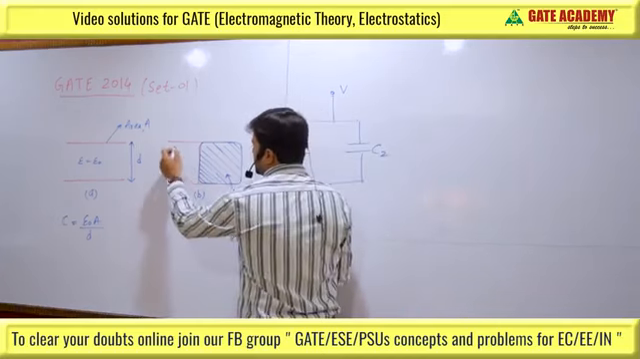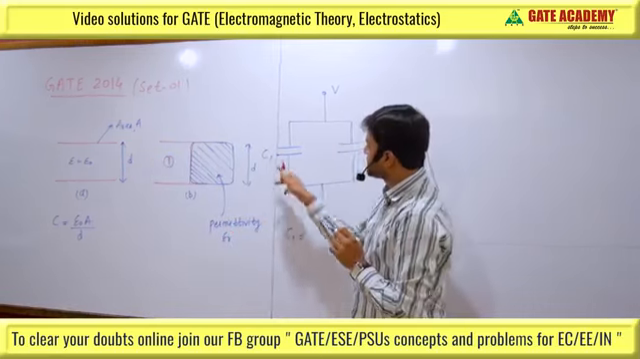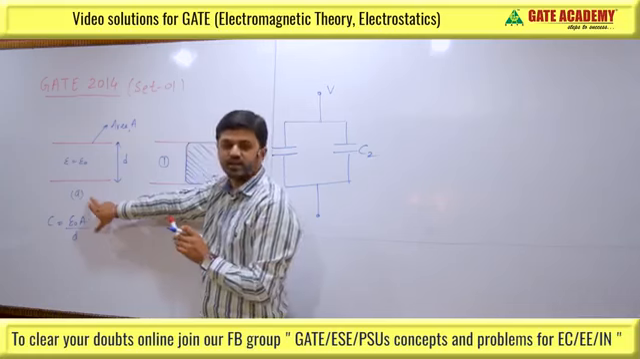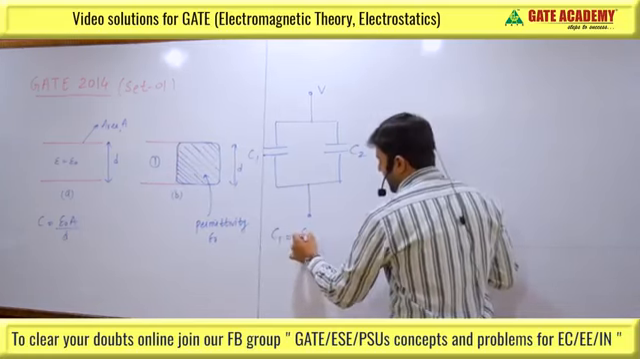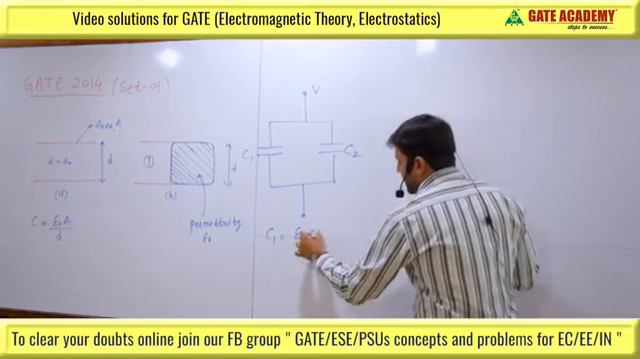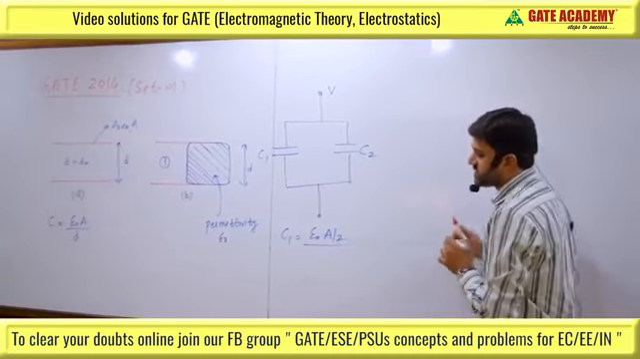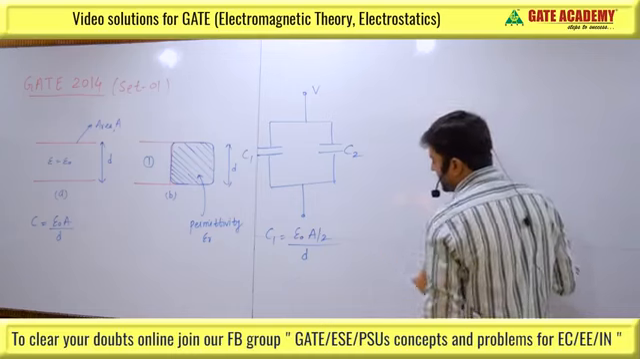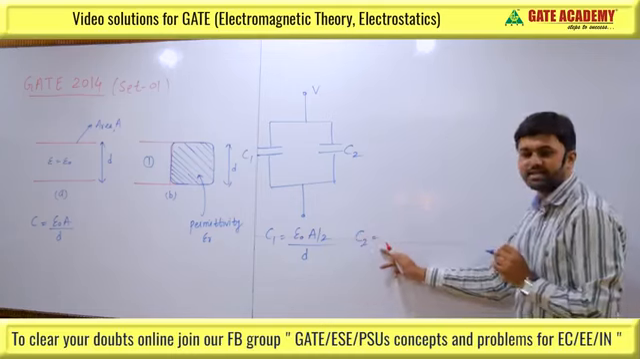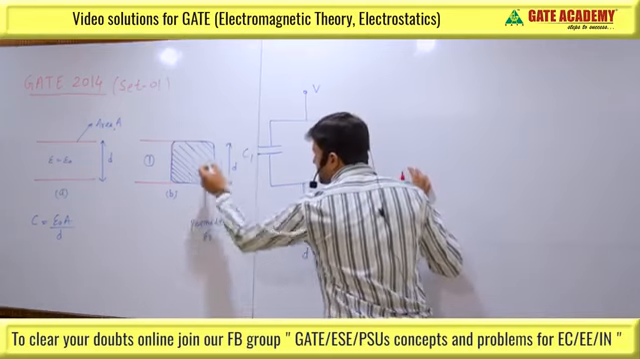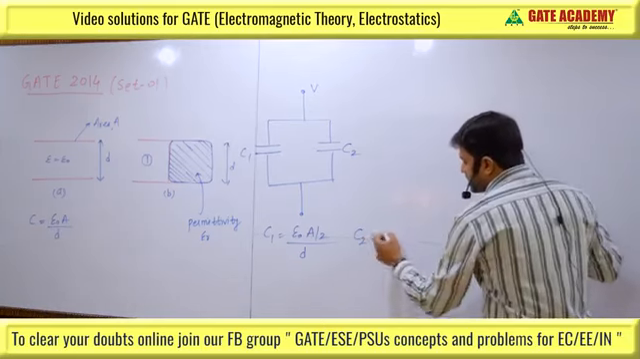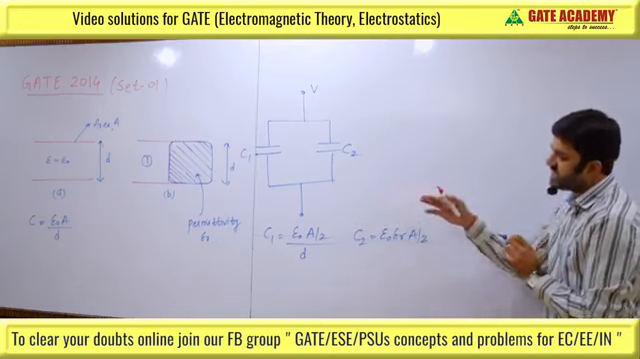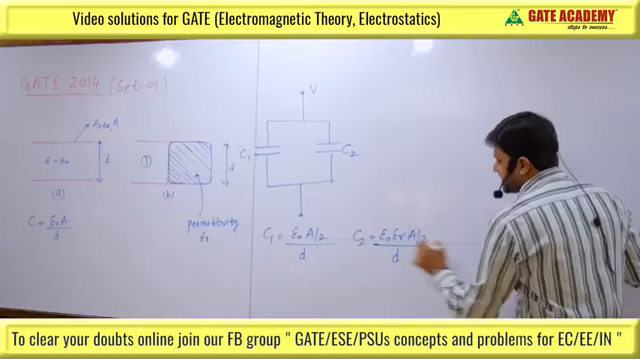So for this first region, the capacitance is C1 and the area that comes into effect is half of the area considered in figure A. So C1 will be epsilon naught, because the medium is air, times the area A by 2, and the distance is the same, so this is epsilon naught A by 2 into D divided by D. Similarly, we can calculate the second capacitance, but here the medium has permittivity epsilon R. So this is epsilon naught epsilon R, and the area that comes into effect is again half of the area considered in figure A, divided by the same distance.